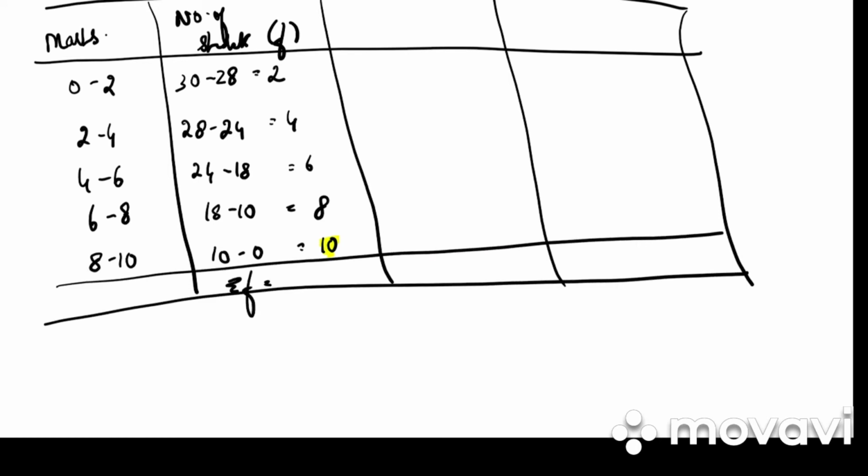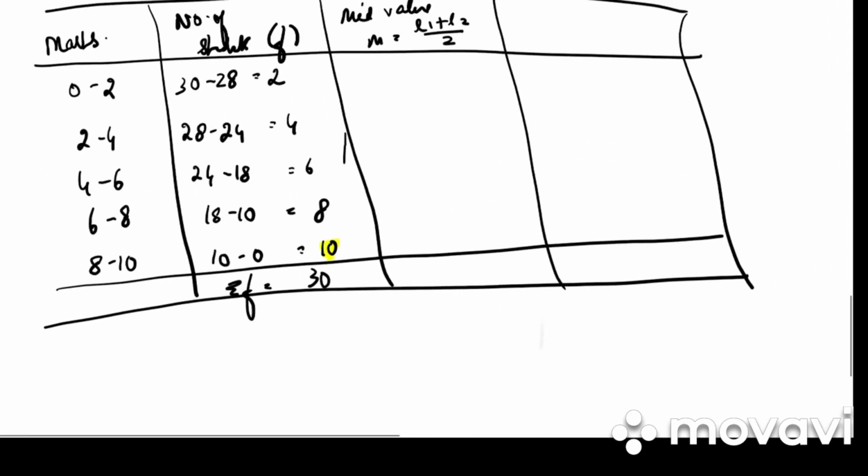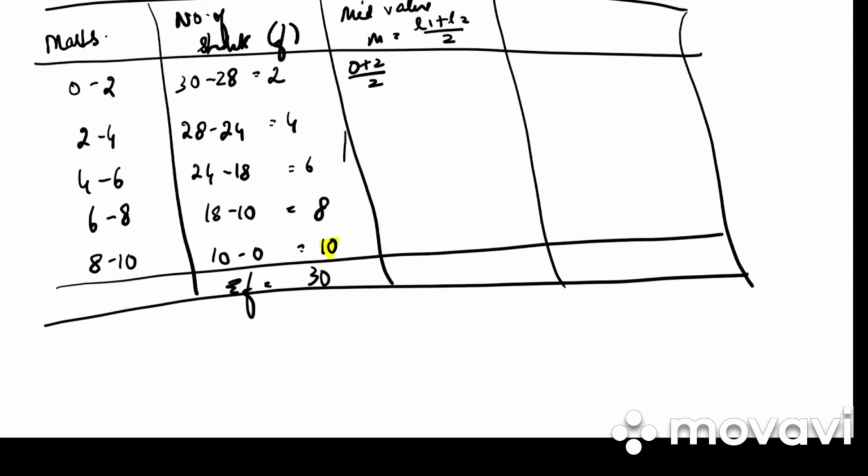So we need to find summation F: 2 plus 4 plus 6 plus 8 plus 10, how much do we get? 30. Next we need to find the mid value. What is the formula? L1 plus L2 divided by 2. So we have 0 plus 2 divided by 2, 1; 2 plus 4 divided by 2, 3; 4 plus 6 divided by 2, 5; 6 plus 8 divided by 2, 7; 8 plus 10 divided by 2, 9.